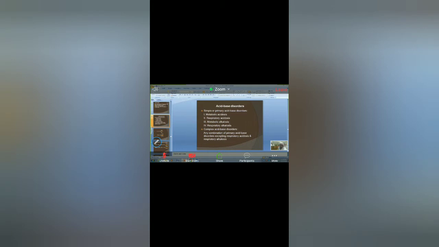Respiratory acidosis and respiratory alkalosis cannot occur together because a person cannot hyperventilate and hypoventilate at the same time. You can test it on yourself: you cannot hold your breath and eliminate your breath at the same time. Okay, next point.